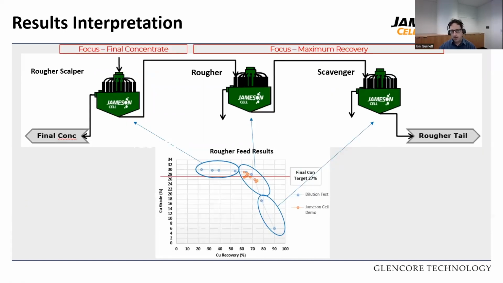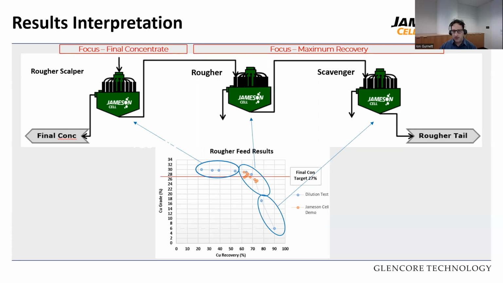Now, I've done my dilution cleaning test, and all right, I got my curve. How does that actually reflect to a full-scale cell? So what we have here is how we'd actually break up the results and how you'd actually test it. In this example, we have a grade recovery curve where the site's final con target was 27%. As you can see, some of the points are actually higher than the target grade. Some are operating around the actual point, and some points are way below your final target.